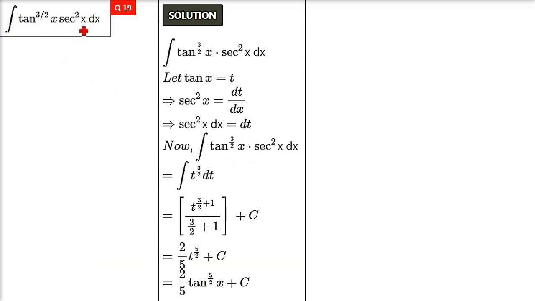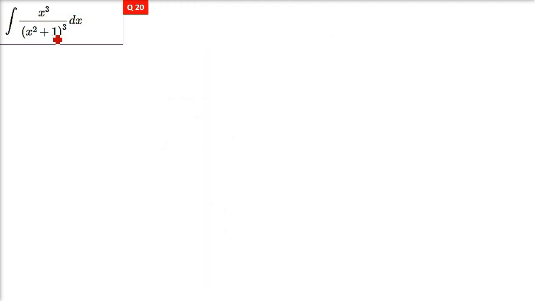Okay, tan x. If you know that the differentiation of tan x is sec square x, this will be quite easy. That's why the limit is taught first, then the differentiation, then the integration. Next, integral of x cube divided by (x square plus 1) whole cube. Now if you remember, we have done a question for cos cube x and sin cube x.